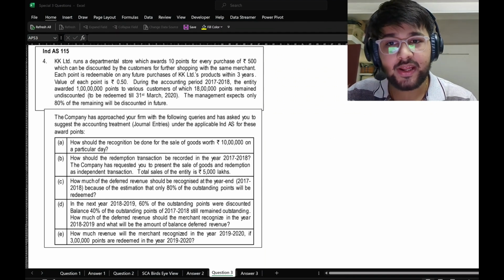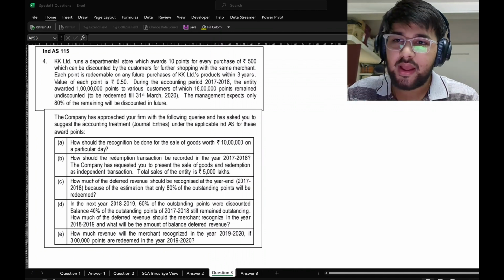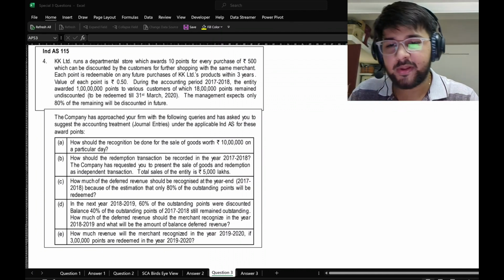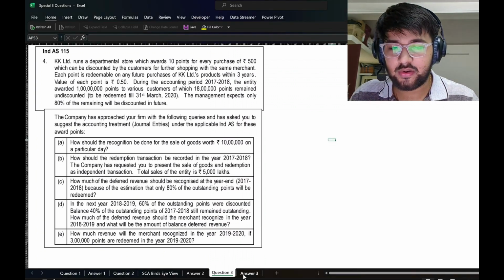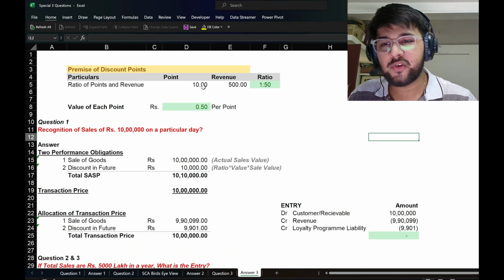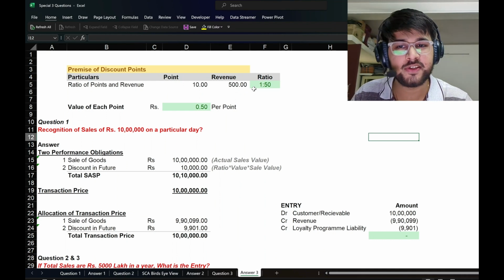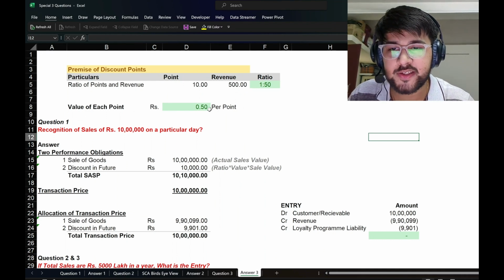And each point is redeemable within 3 years from the purchase date. Okay, and the value of each point is 0.5. So you would be writing these details in your initial analysis of the discount points. So the ratio of points and revenue: for 500 rupees of revenue, you will be getting 10 points. The ratio is 1:50, and the value of each point is 0.5 per point.